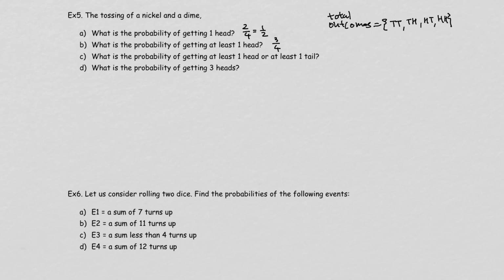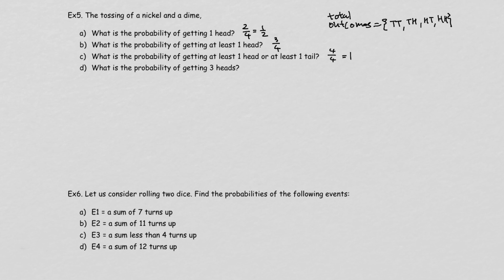The third one is asking of getting at least one head or at least one tail. At least one head, all three of them have at least one head. So it counts two heads also. Or at least one tail. Well, this one has two tails. So all these cases have either one head or one tail. So 4 out of 4, all of them happening, which is 1. So probability of 1 means 100%, right? 100%.